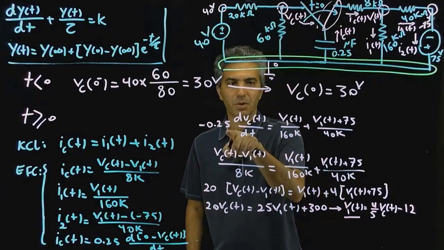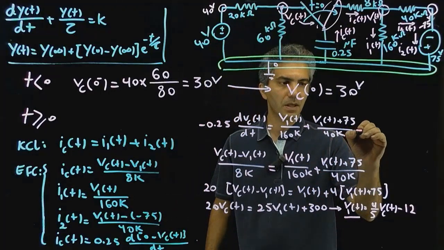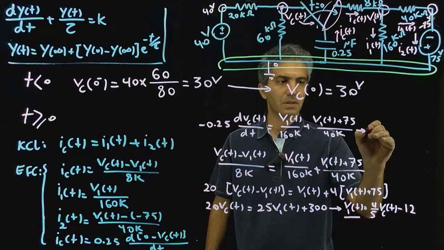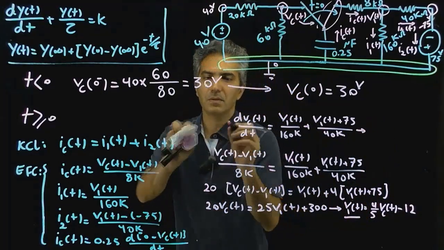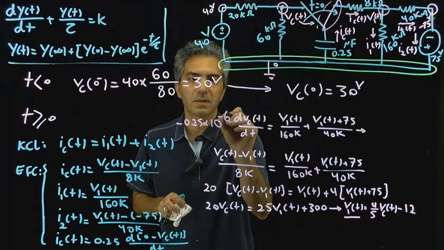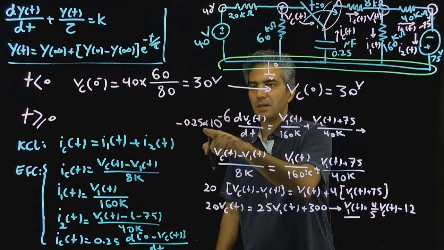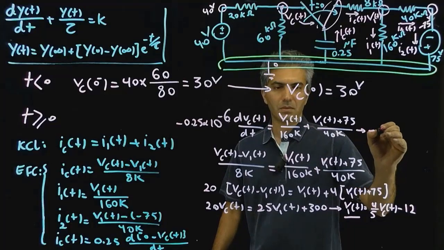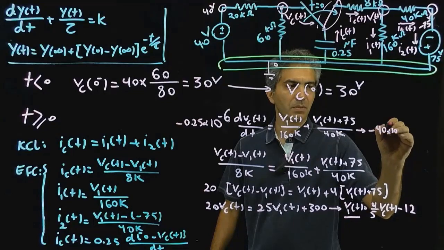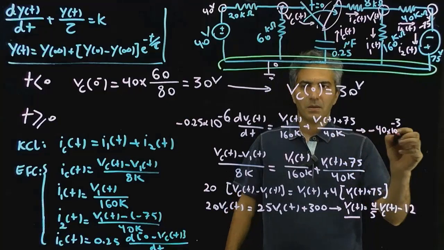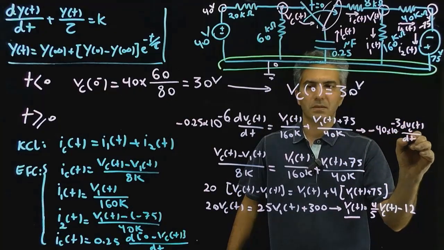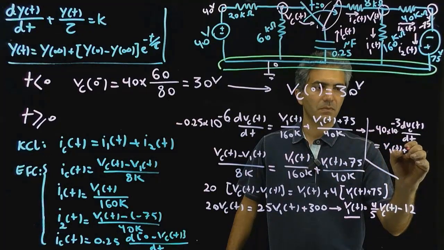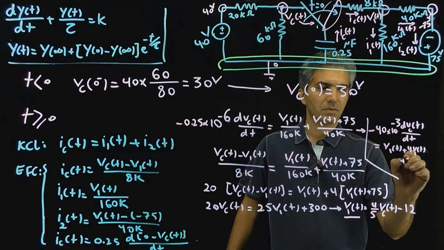So let's first multiply both sides of this equation by 160k. That's 160. This is minus 0.25 times 10 to the minus 6, right? That's microfarad. So 160 times 0.25, that's minus 40 times 10 to the minus 3 dVct/dt, and the other side is equal to V1t plus 4V1t plus 300. There you go.